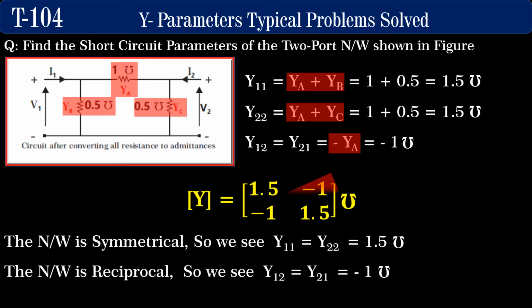Similarly, the network is reciprocal. So y12 is equal to y21 is equal to minus 1 mho. Hope you understood this.